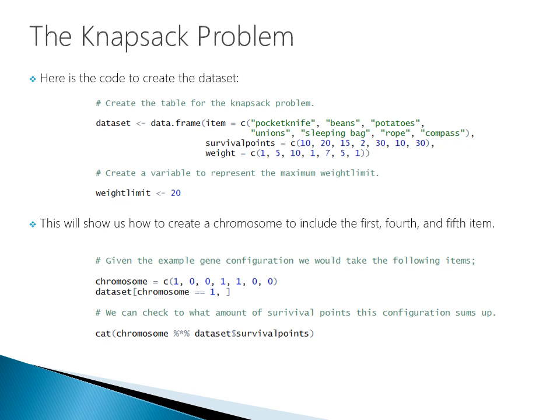Then I can use some code to show how to create a chromosome to include the first, fourth, and fifth item. I'm just writing chromosome equals, and then I'm creating a bit string, if you will, of various zeros and ones. If I take the following code from my data set and put the bracket chromosome equals 1, I can find just the values that have 1s, and I can calculate the sum total of survival points for this particular chromosome. So this code right here shows exactly how to do that.